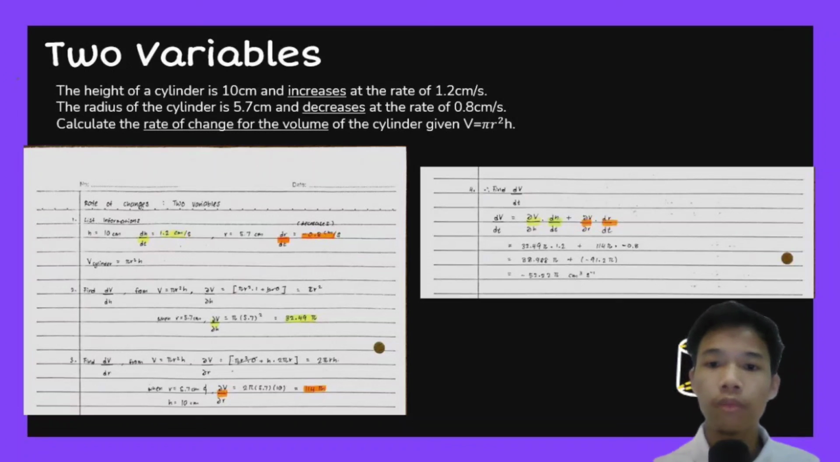So delta v over delta h is 32.49 pi times 1.2 dh over dt plus delta v over delta r, which is 114 pi, times dr over dt, which is decreasing, so it's negative 0.8. And finally we get the answer, which is negative 52.22 pi centimeter cube per second for the rate of change of volume of the cylinder.